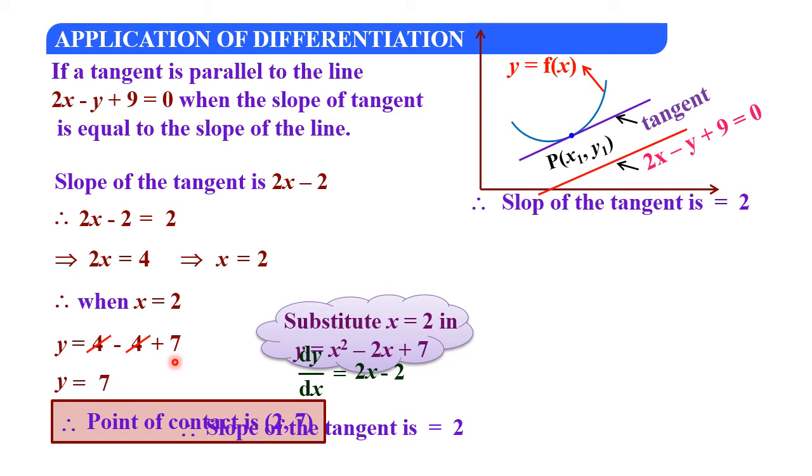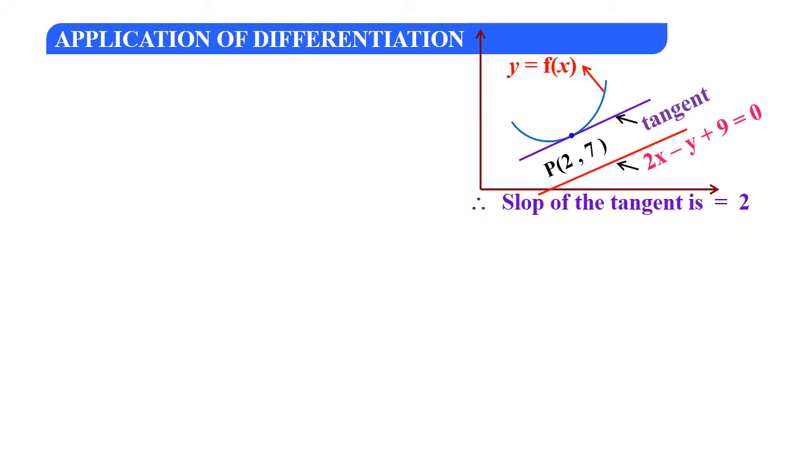So right now you have got the coordinate points, that is x is 2, y is 7. The slope you already know very well, it is 2. Everything you substitute again in the equation, so that here you'll be getting the equation of the tangent.